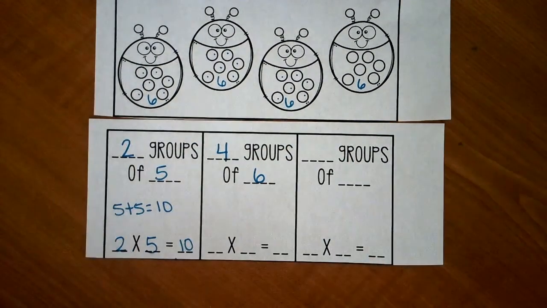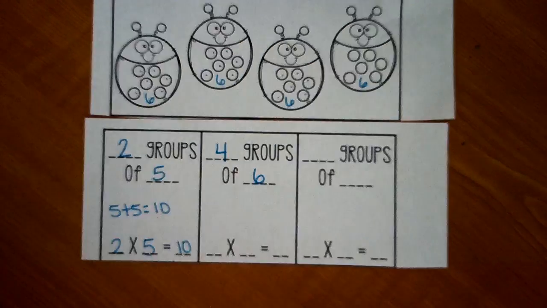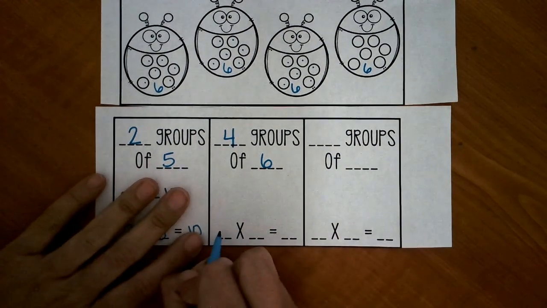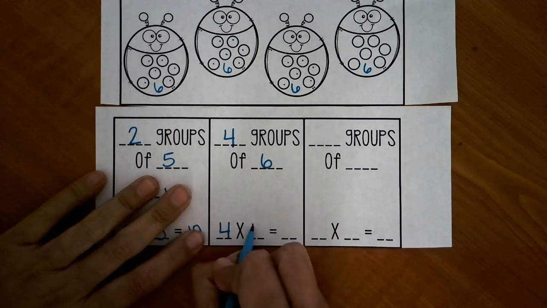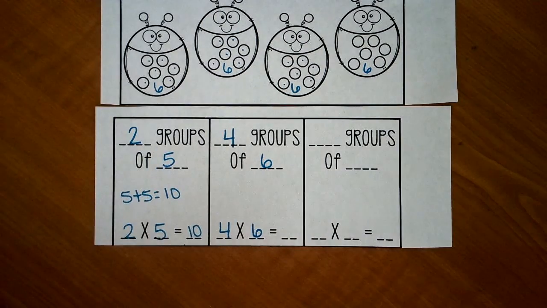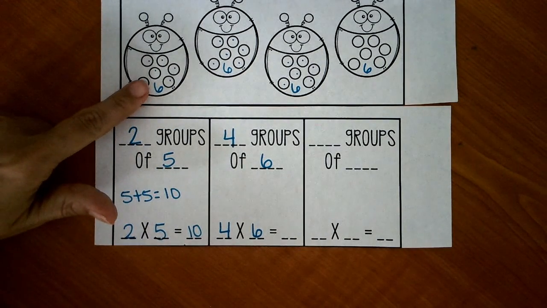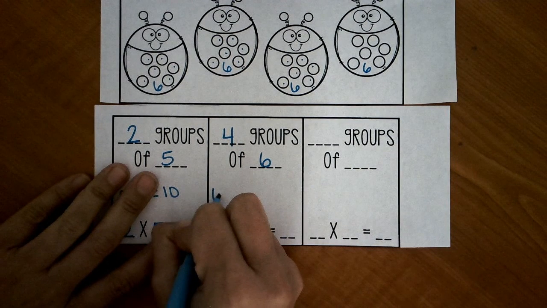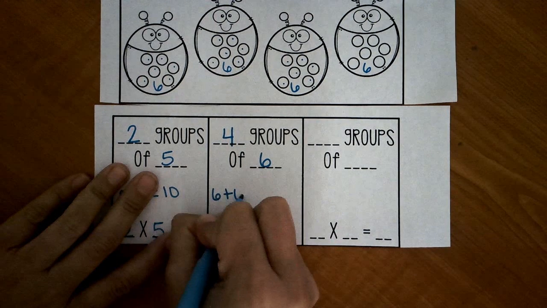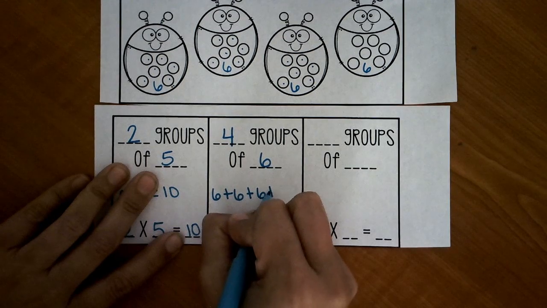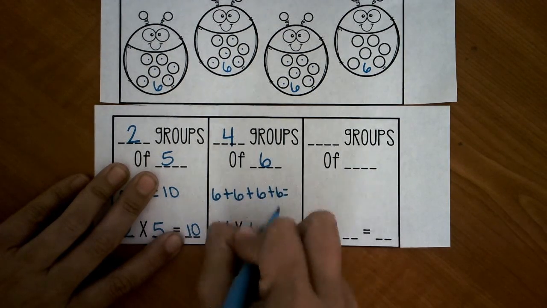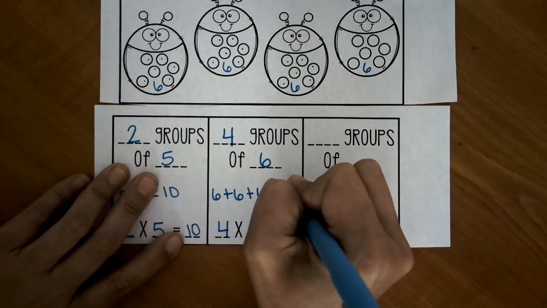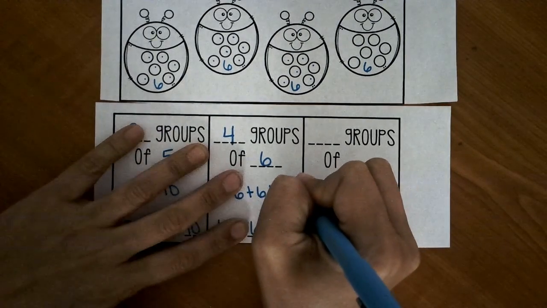6. Okay, so I can write it using my words, 4 groups of 6, and I can write my multiplication equation. 4 times 6. Since we already did our work, we showed our repeated addition. Let's write our repeated addition. 6 plus 6 plus 6 plus 6. And when you add all this, you should get 24.